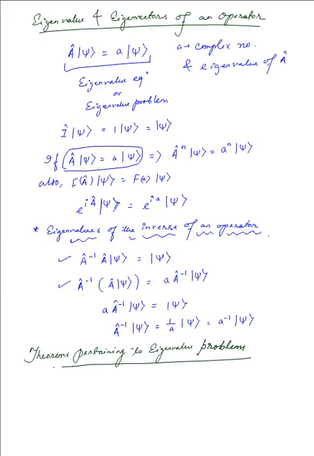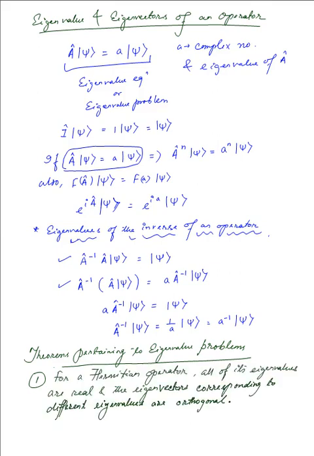Now we put down some theorems pertaining to the eigenvalue problems, which will be helpful. So the first being that for a Hermitian operator, let me write that down first. For a Hermitian operator, all of its eigenvalues are real, and the eigenvectors corresponding to different eigenvalues are orthogonal.